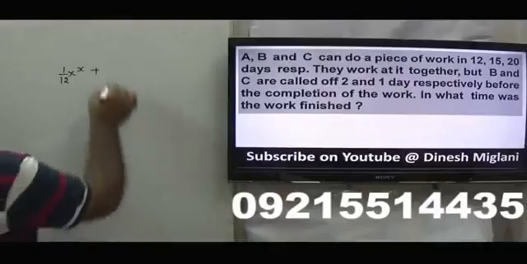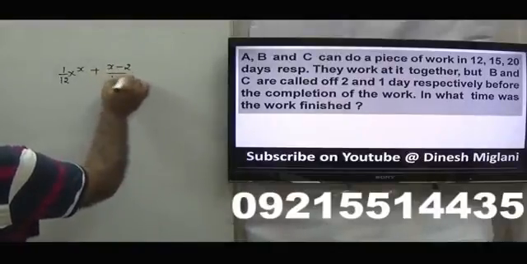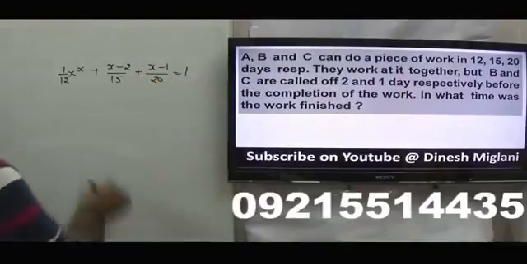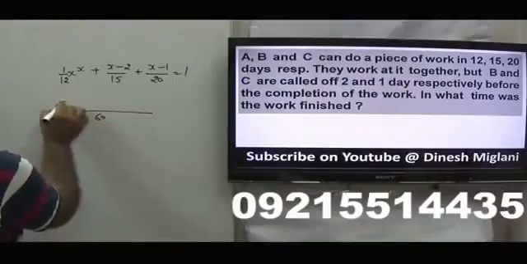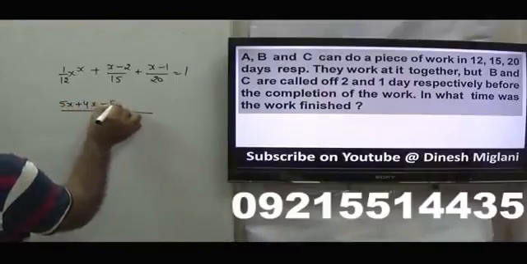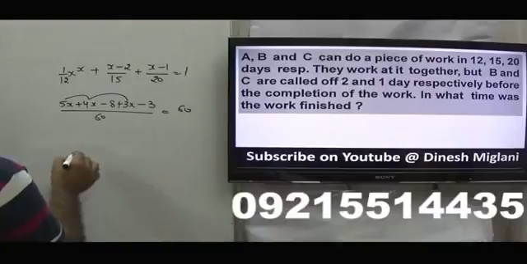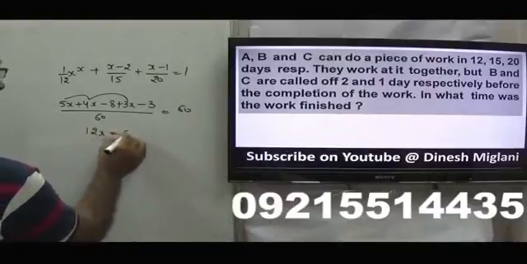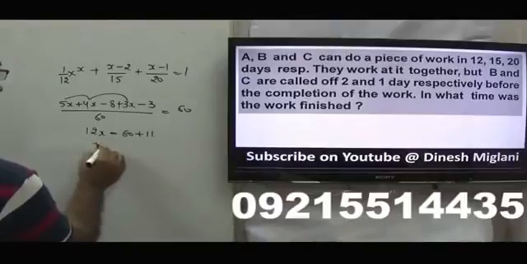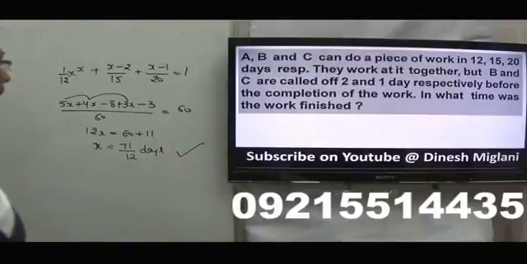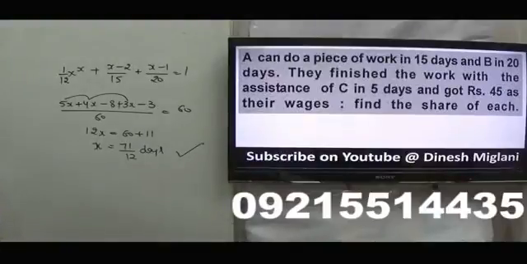B worked for 2 days less. It should be x minus 2 upon 15. C is x minus 1 upon 20. Total work is equal to 1. Take the LCM. LCM is said to be 60. You may say 5x plus 4x minus 8 plus 3x minus 3 equals 60. So I can say 5, 4, 12, 9 and 3, 12x equal to 60 plus 11, right? So x is equal to 71 by 12 days. That becomes my answer. So in that condition, total time taken by them to do the work is 71 by 12 days. It's my answer, right? Let us take the next question here.